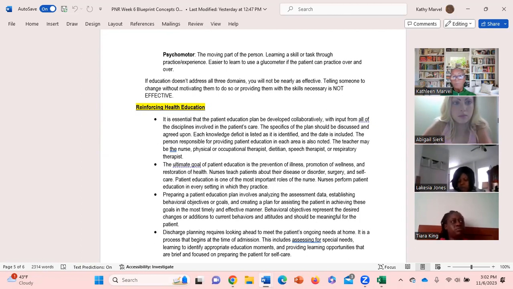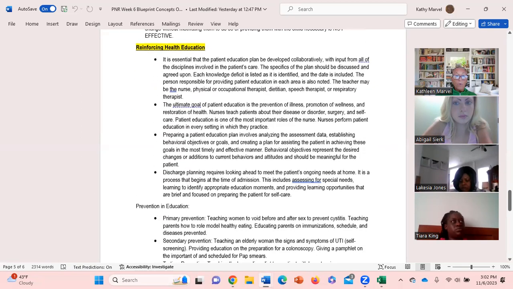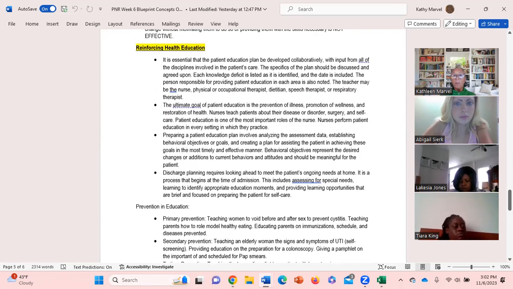So, reinforcing health education. Okay? Health education is typically done in a collaborative form or format, where lots of disciplines are involved. Everybody brings to the table their own expertise.